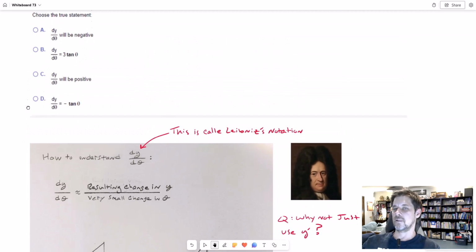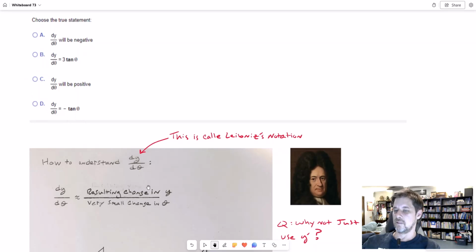How about this? Let's answer this question by thinking that dy over d theta is going to tell me how a small change in theta causes some resulting change in y. I see my answers being negative, positive, this formula or that one, but I think it's just going to come down to whether it's positive or negative. Let me show you why.